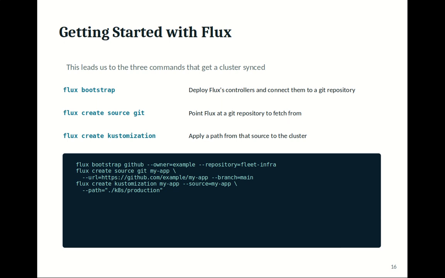Getting started with Flux. This leads us to the three commands that get a cluster synced. flux bootstrap: deploy Flux controllers and connect them to a Git repository. flux create source git: point Flux at a Git repository to fetch from. flux create kustomization: apply a path from that source to the cluster.